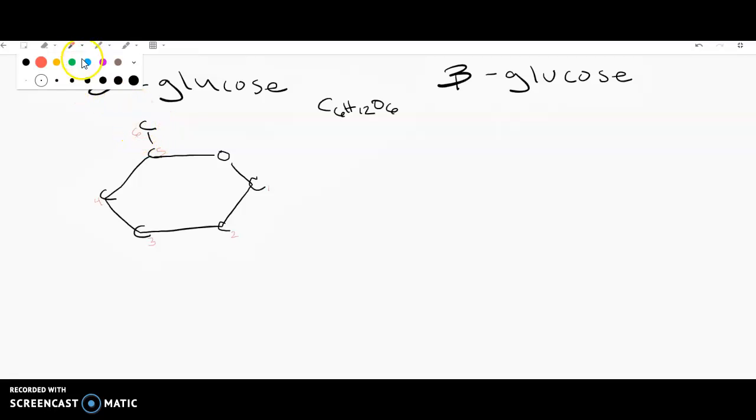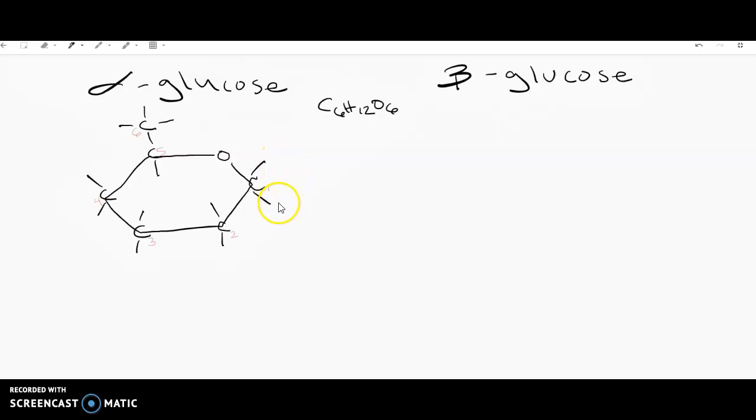Each carbon is able to bond with 4 other atoms. So each carbon should have 4 bonds coming off. So this one already has 1, 2. We're going to make 2 more. 2 there, plus 2 is 4. And if you just remember that each carbon has 4 bonds, that'll help you not forget any of the other atoms included in the glucose molecule.